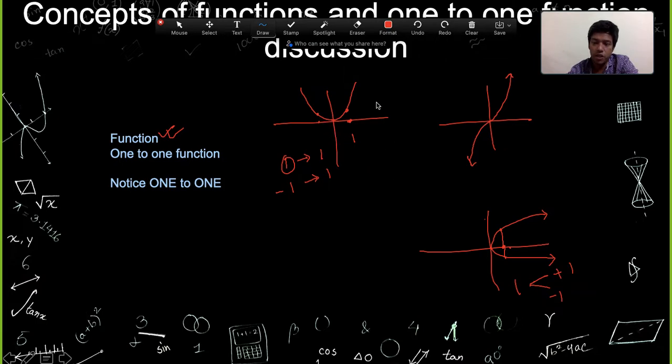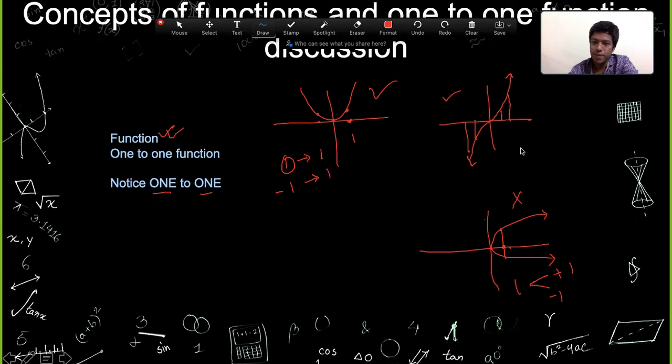So by that definition, this is a function, this is a function, this is not a function. Okay, because here also you can see they have just only one value, these also have just only one value. So this one is a function, this one is a function, and this one is not a function. Okay, now which one is a one-to-one function? Notice that this one is common here.